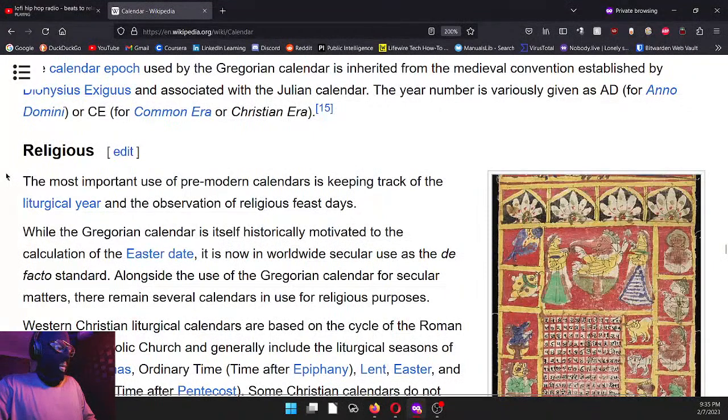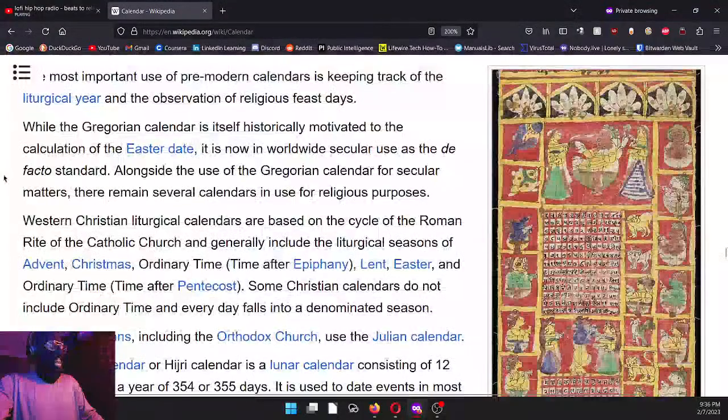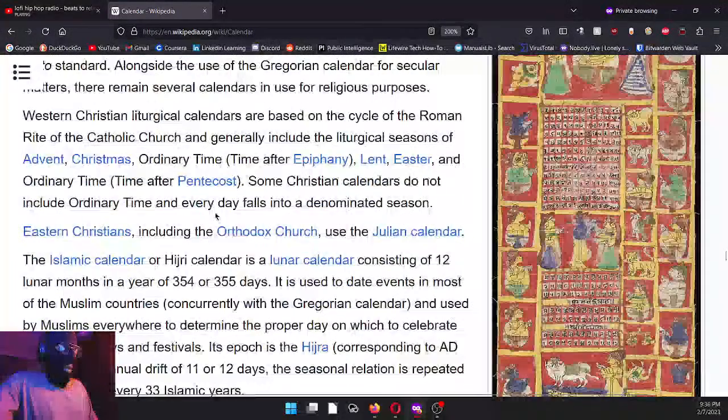religious. The most important use of pre-modern calendars is keeping track of the liturgical year and the observation of religious feast days. While the Gregorian calendar is motivated by the calculation of the Easter date, yeah, I think I'll just skim all through this. Used as the de facto standard when it comes to the Easter date. Remaining several calendars they use for religious purposes.